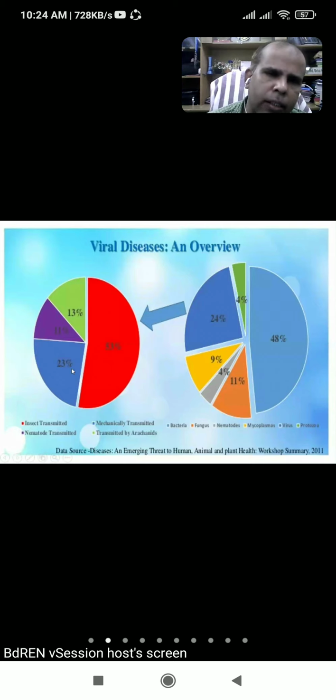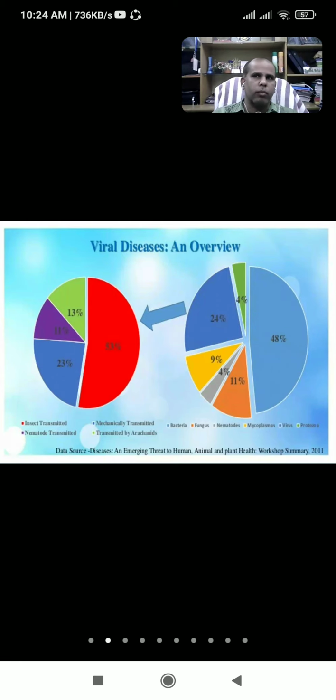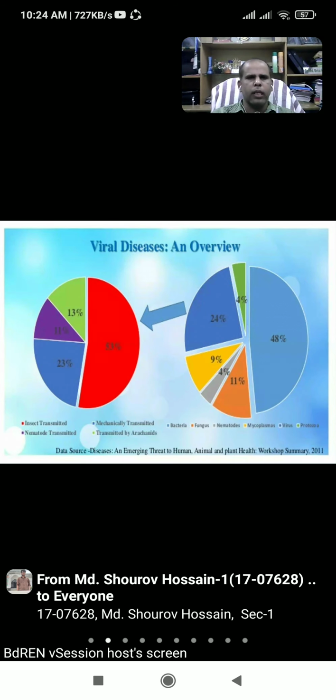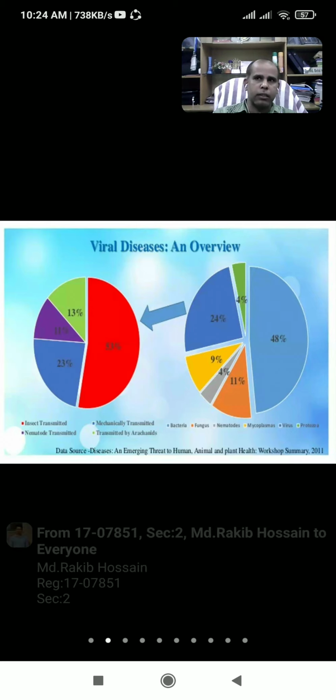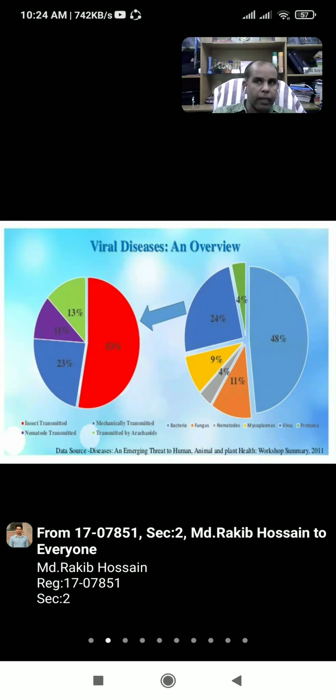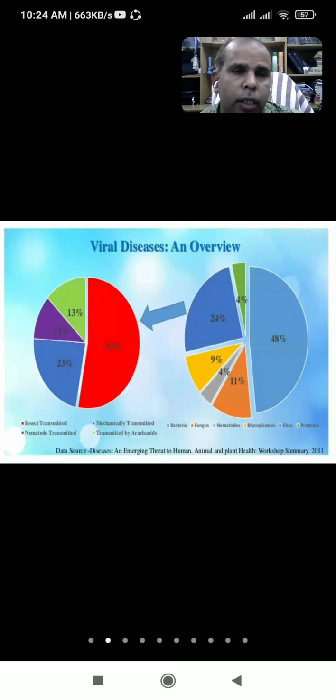Only three insects, aphid, whitefly, and green leaf hopper or brown leaf hopper, can transmit 320 plant viruses. I mean, 320 plant viruses can be transmitted by only three insects. Only the aphid can transmit around 250 plant viruses. The whitefly can transmit 20 plant viruses, and the green leaf hopper or brown leaf hopper can transmit 50 plant viruses.